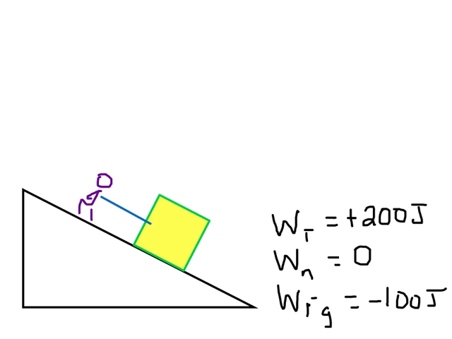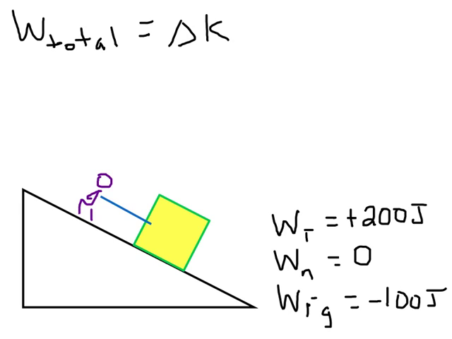So we can consider a total work done. The total work done is the sum of the work done by all the individual forces acting. And it turns out the work-energy theorem tells us that this total amount of work is always equal to the change in kinetic energy of the system.